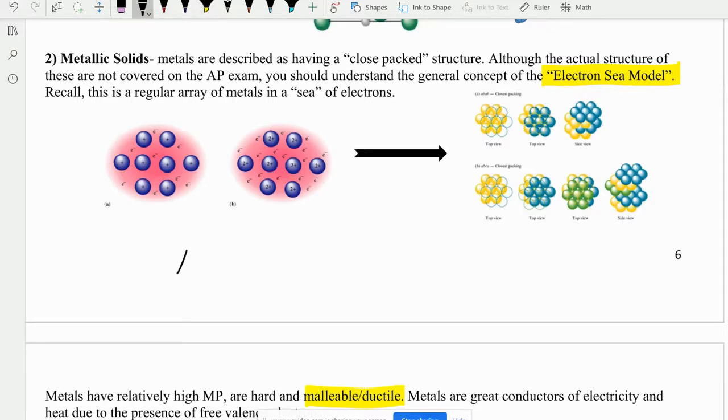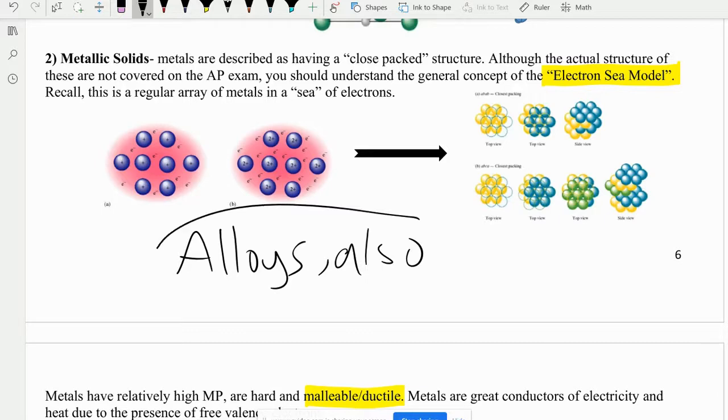And another thing about metallic solids, you guys, that we learned about in the last unit, and you'll probably see it on the test, are alloys. I didn't cover it here. Remember, substitutional and interstitial. So if you need to, remind yourself what those alloys are, or what the details of those are.